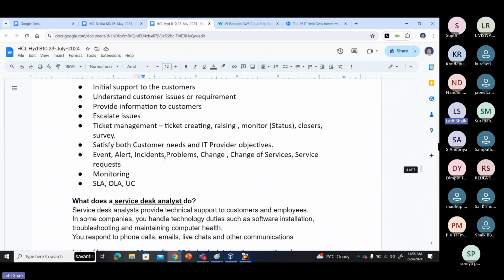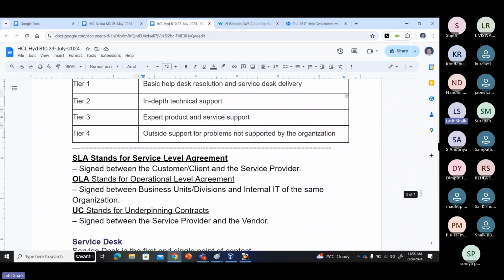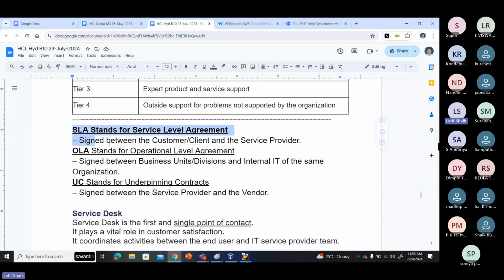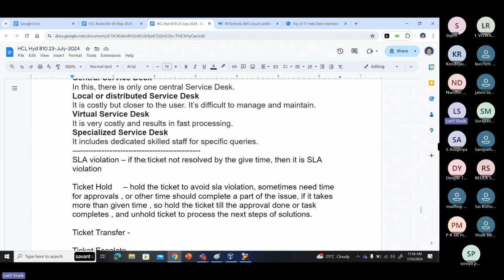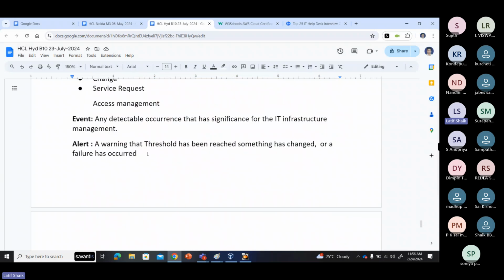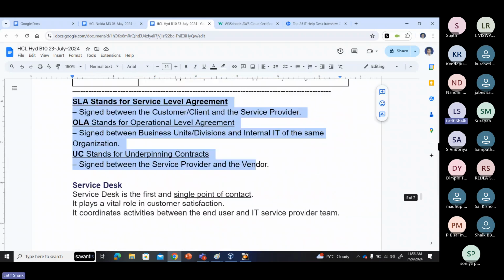What are the things I missed? No, I completed everything up to here. This is SLA, OLA, UC, about the service desk, SLA violations. These things.